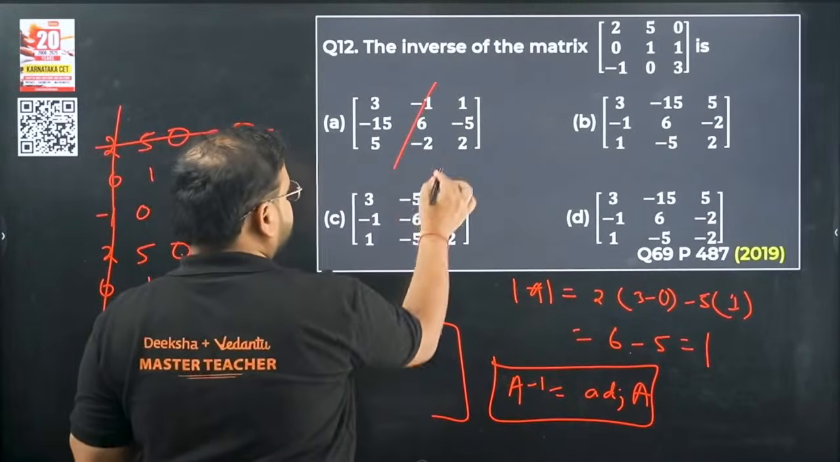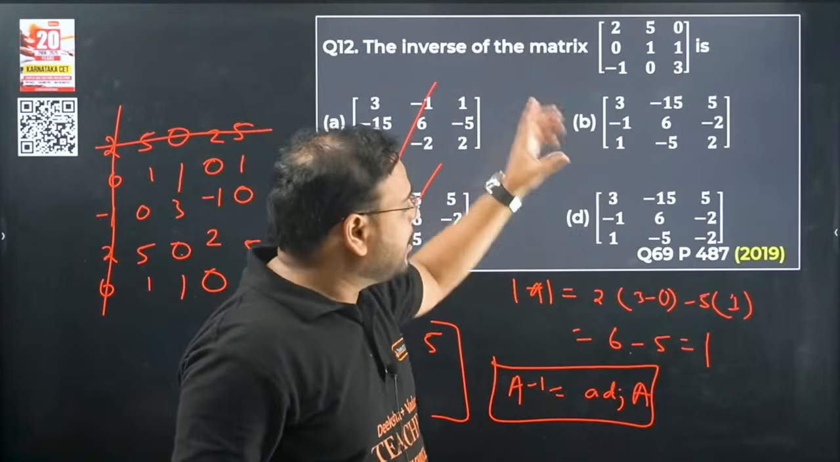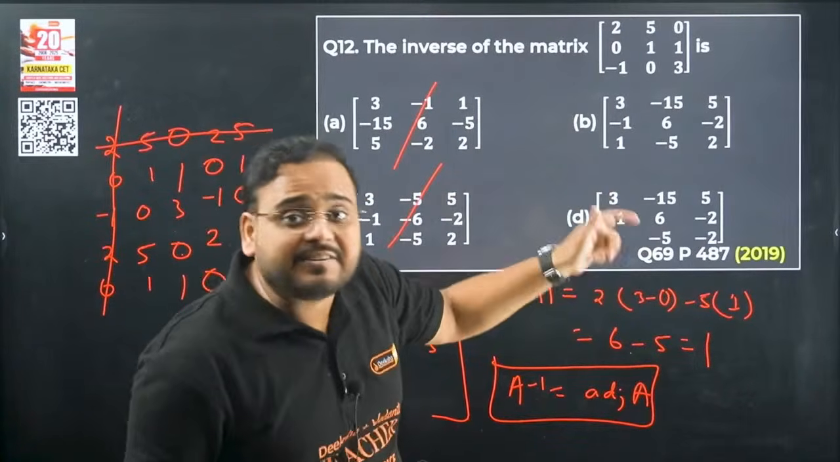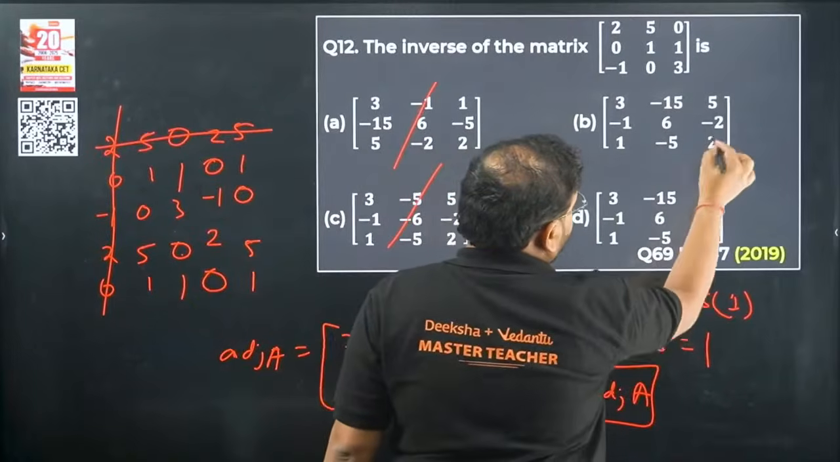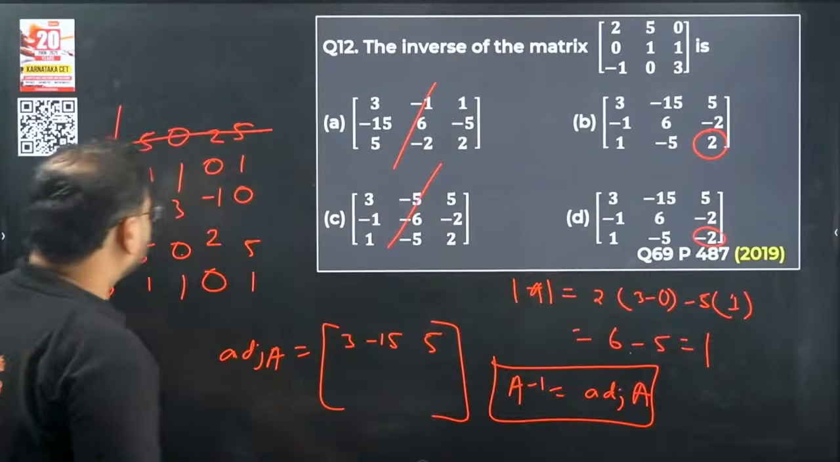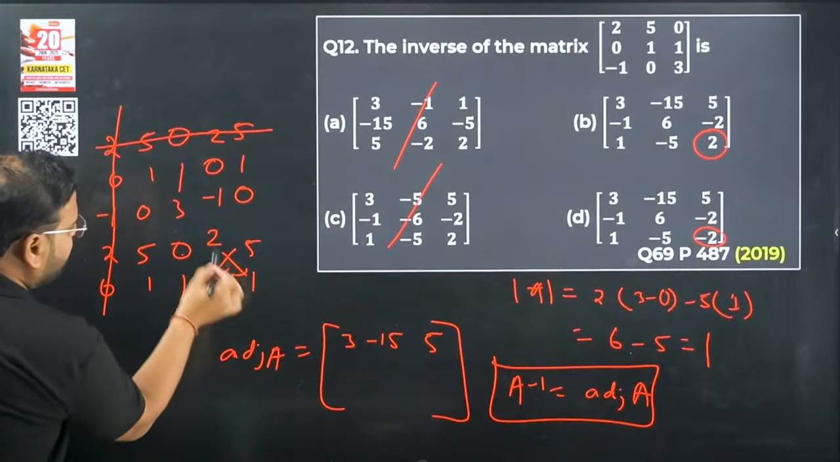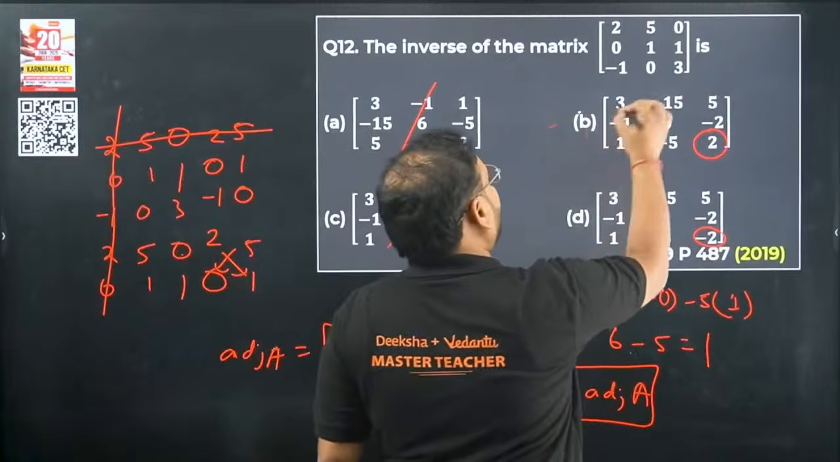Sir, gone. Only 2 options. Now check these 2 options and figure out which one is the different element. So, sir, everything is same except for this 2 and minus 2. Except for the last term. So find the last term from here. 2 into 1, 5 into 0. Answer is, sir, 2. Whichever has 2, that is your answer. Option B.